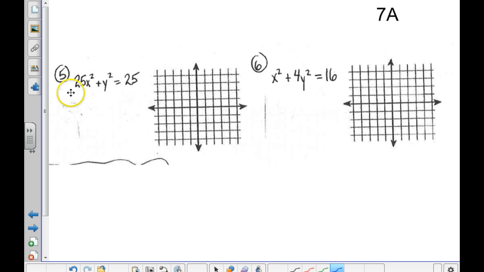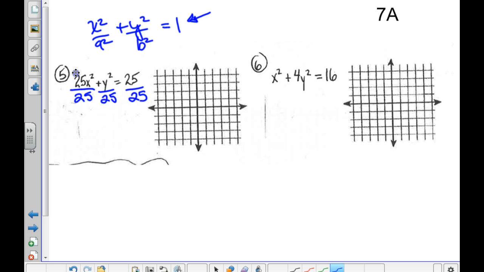On number 5, the form says it must look like this. What do we have to get? A 1, yes. We have to divide everything by 25. This number has to be 1. So we're going to divide by 25, divide by 25, divide by 25. 25 divided by 25 is 1. Y squared, 1 divided by 25 is 1/25, or the 25 stays in the denominator. 25 over 25 is 1.